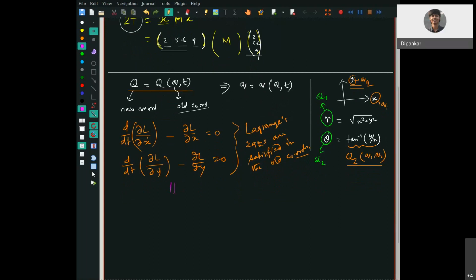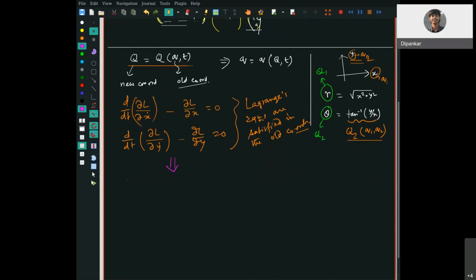Now I am asking, what is the guarantee that the Lagrange's equation will also be satisfied in terms of the new coordinates? So given these two are satisfied, what is the guarantee that this will also be satisfied? So these are the new coordinates, and this is the Lagrange's equation in terms of the new coordinates.